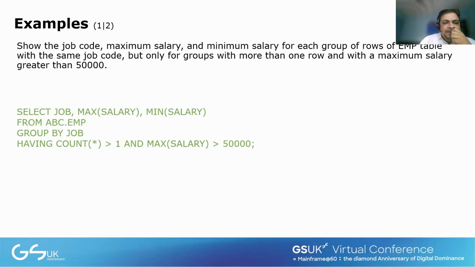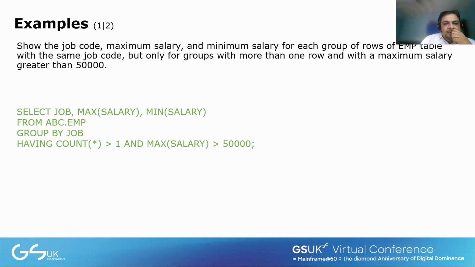Here is another example where we are using max function and min function. Select job, max of salary, min of salary from employee table, and group by job. So you are getting for a particular job function, what is the max and minimum salary? So this is the query which you can run.